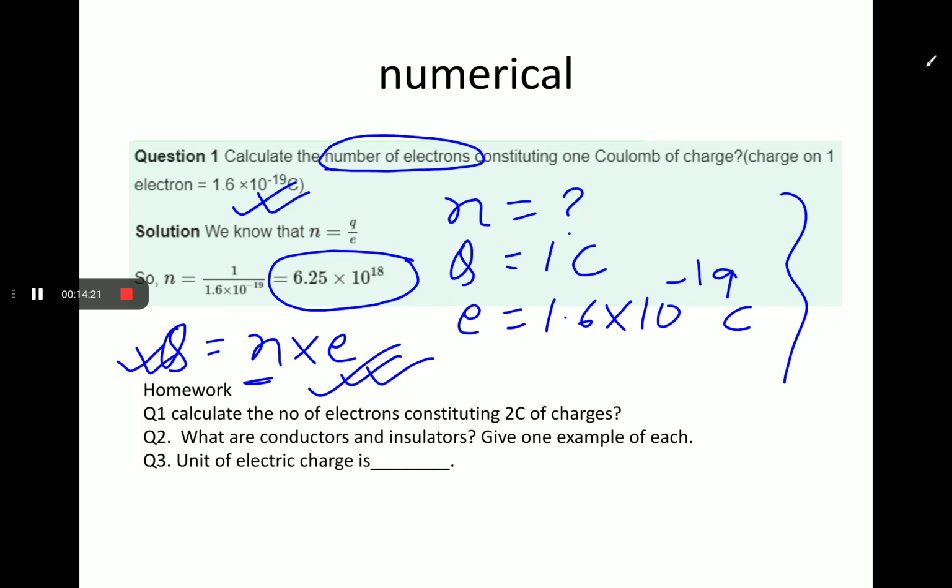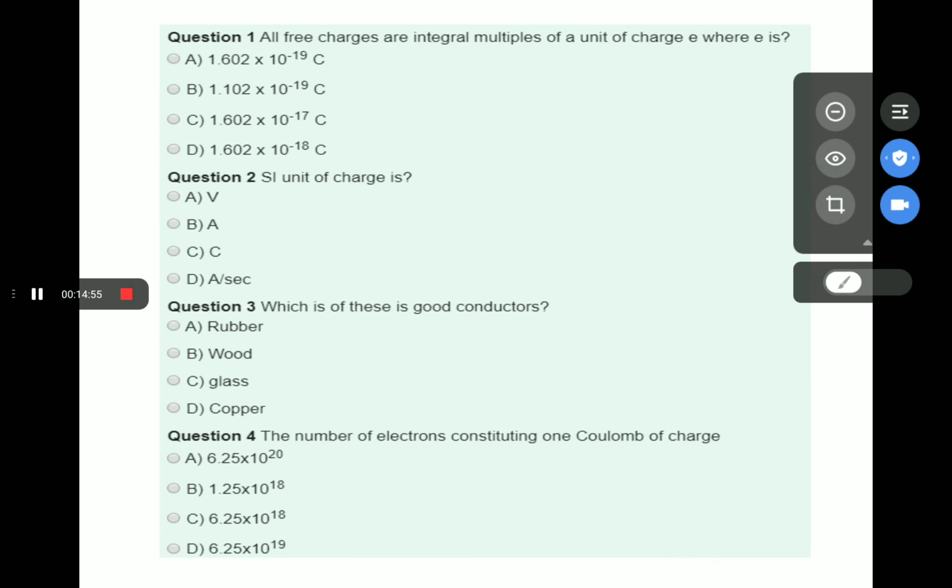As you solved question number 1, in the same manner you have to solve this question. The difference is that where I have written 1 coulomb of charge, you have to write 2 coulomb of charge, and the whole procedure is the same. In the next question, what are conductors and insulators? You can simply differentiate between conductors and insulators and give a lot of examples of them. And the unit of charge is coulomb. Very simple.